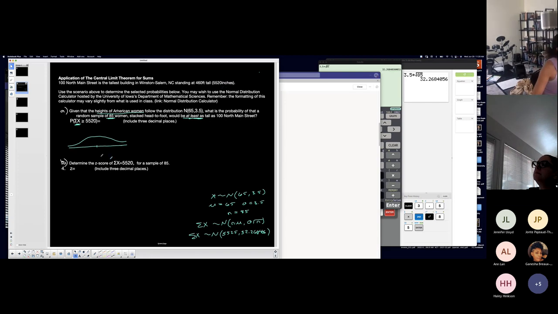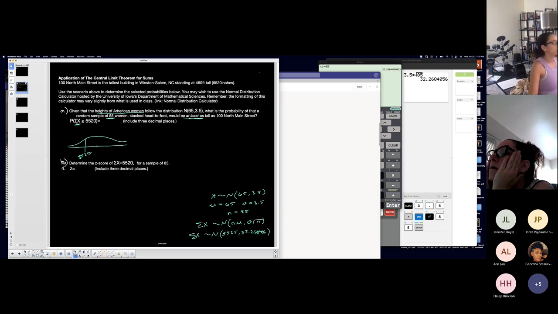So now the center of this curve, because this is the distribution of the means, is 5525, the mean of the sums, the distribution of the sums, and 5520 is to the left of that, right? This is the height of that building. I'm just going to take this off. And so I want to know the probability that a random sample of 85 women, stacked head to foot, would be at least as tall. You guys already told me that probability implies area, which implies normal CDF. I'll be using normal CDF, but I have to figure out where the area is located. Is the area to the left of this value, or to the right?